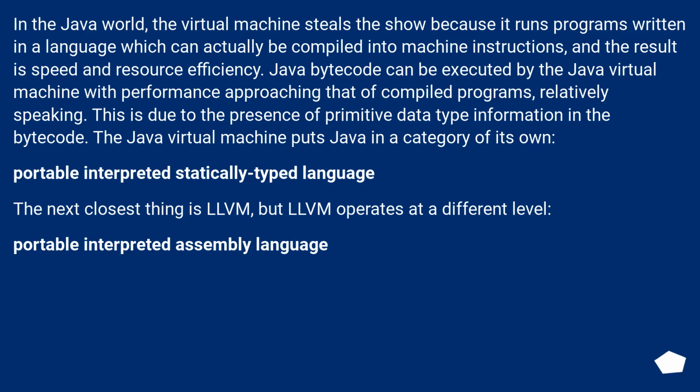In the Java world, the virtual machine steals the show because it runs programs written in a language which can actually be compiled into machine instructions, and the result is speed and resource efficiency. Java bytecode can be executed by the Java virtual machine with performance approaching that of compiled programs, relatively speaking. This is due to the presence of primitive data type information in the bytecode. The Java virtual machine puts Java in a category of its own: portable interpreted statically typed language. The next closest thing is LLVM, but LLVM operates at a different level: portable interpreted assembly language.